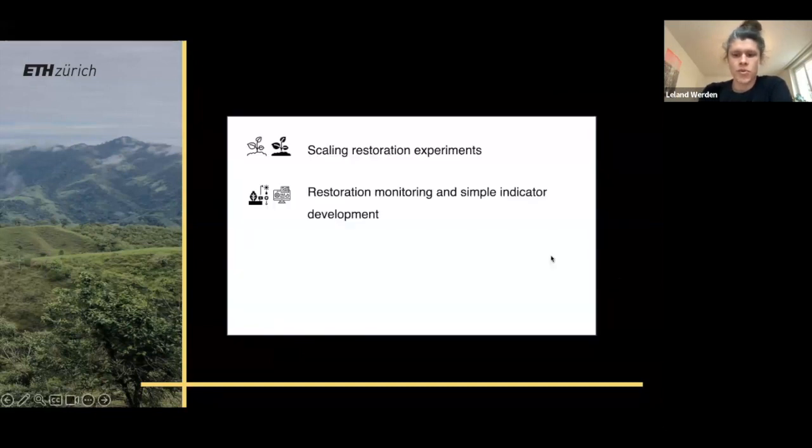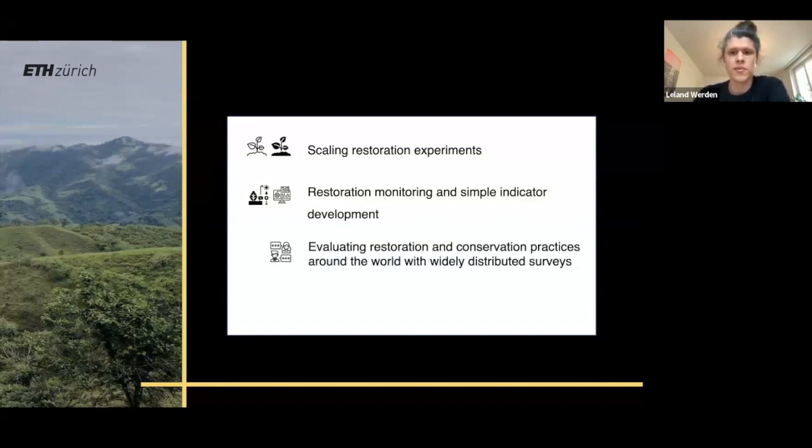I'm going to go through some of these things just to give some examples of how this work goes, but we basically have a network of restoration experiments that we're using across the world. We're also developing indicators, so things that you can measure to understand the outcomes of these projects. And then we're doing a lot of surveys where we're connecting with organizations to understand about their work. So I'll give an example of that.